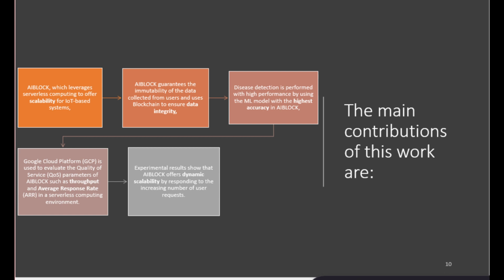Google Cloud Platform is used to evaluate the performance of AIBLOCK in serverless computing, and we demonstrate that AIBLOCK gives better performance in terms of quality of service parameters such as throughput and average response rate. Experimental results show that AIBLOCK offers dynamic scalability by responding to the increasing number of user requests.